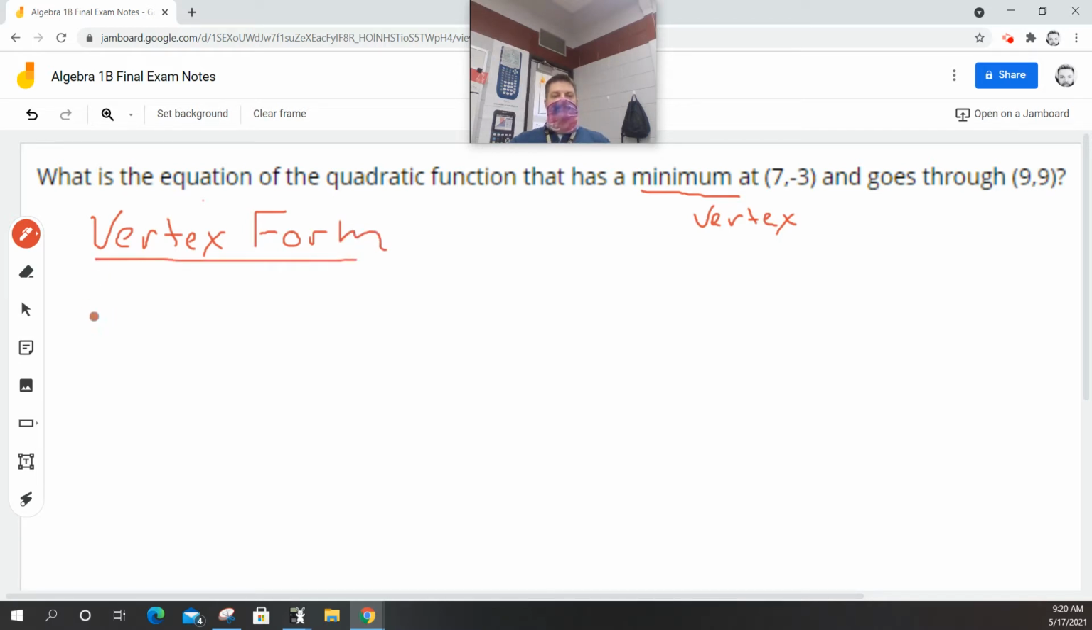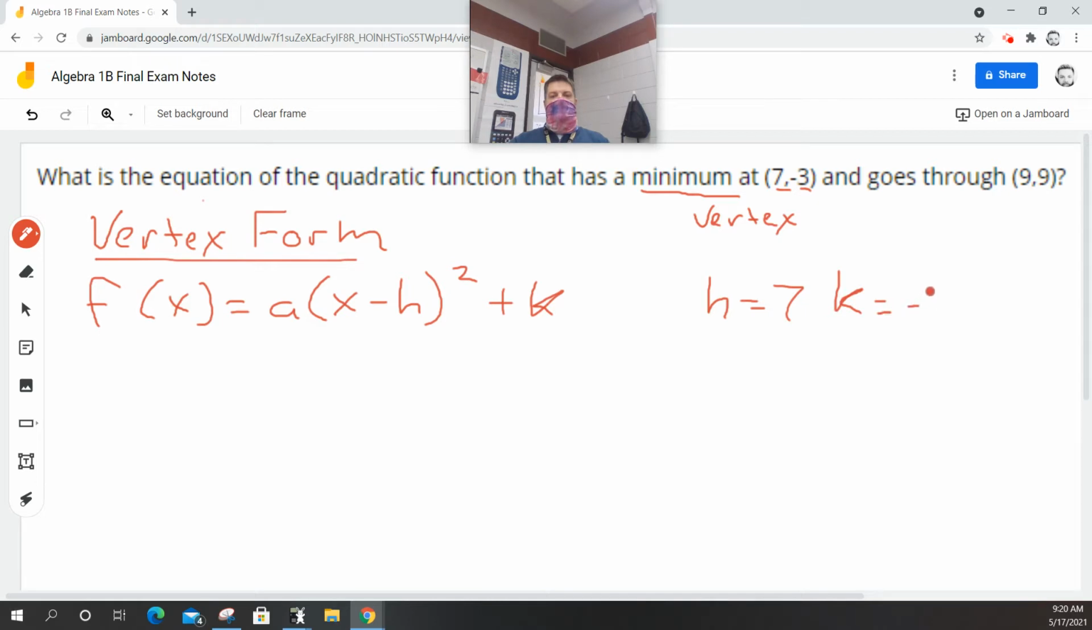Well, remember, the vertex form is f of x is equal to a times the quantity x minus h squared plus k, where the vertex (7, -3) is my (h, k). So h equals positive 7 and k equals -3. Cool, let's plug that in. So f of x equals a times (x minus 7) squared plus 3.